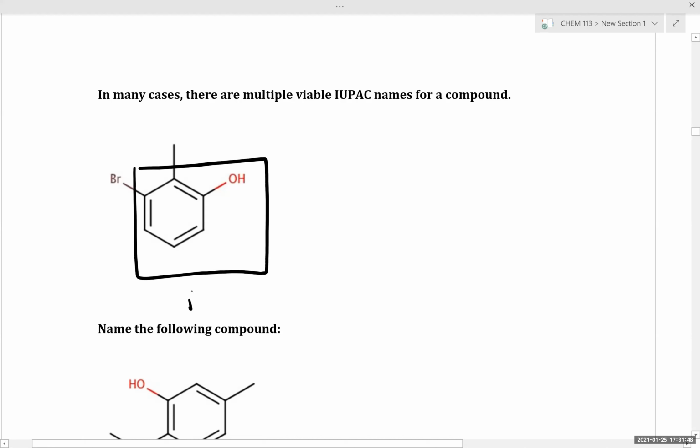So for example, in this case, we have the stem of phenol, and now, of course, the group associated with our stem gets priority 1, numbering our remaining carbons.